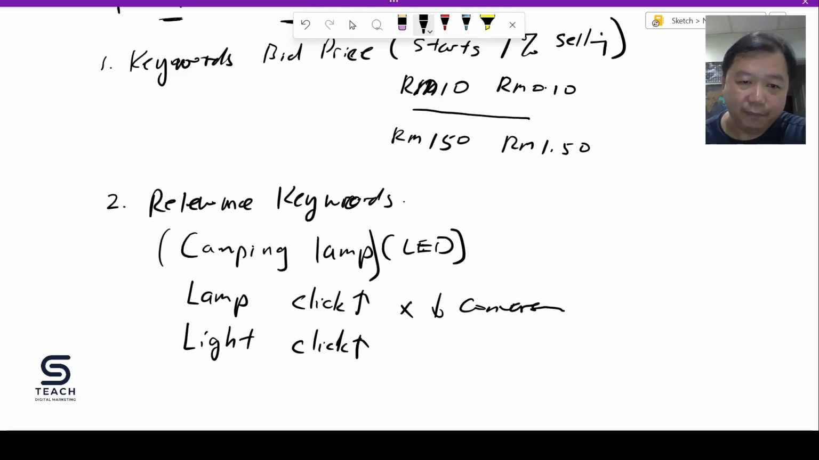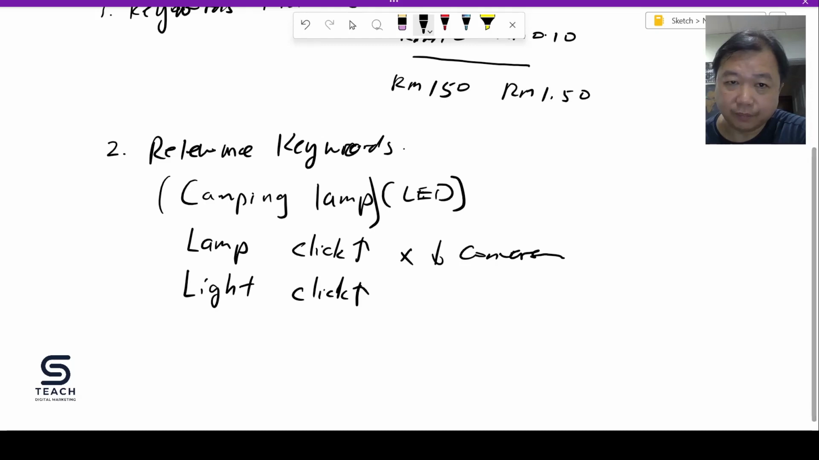Because why? Lamp and light can refer to many things. So the audience may not be searching for camping lamp. They may be searching for light bulbs, normal LED lights for other purposes, or even torchlight. Okay, so you have to be precise. You have to be clear with what you want people to search.